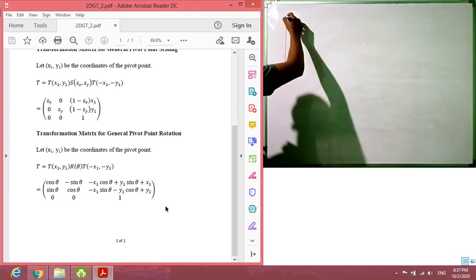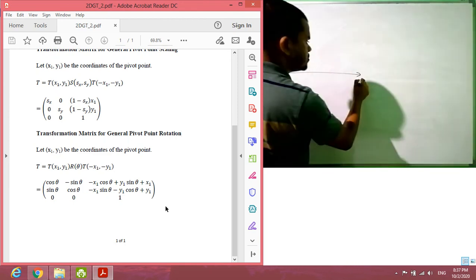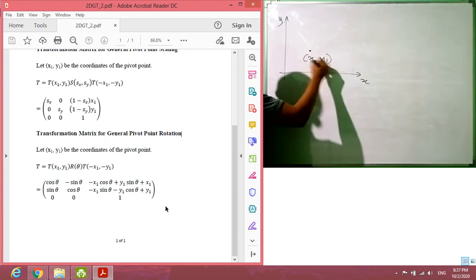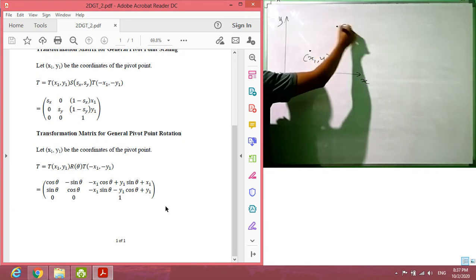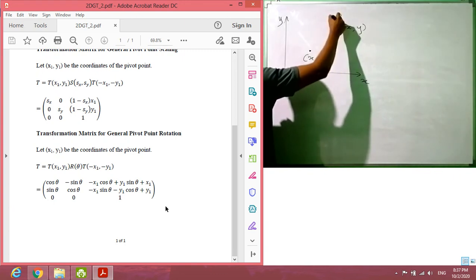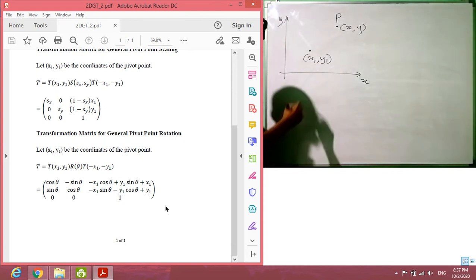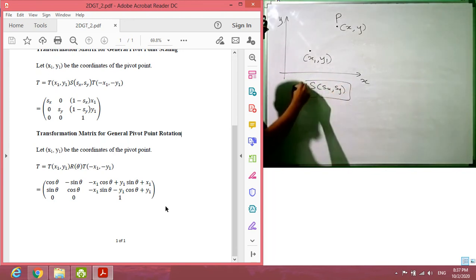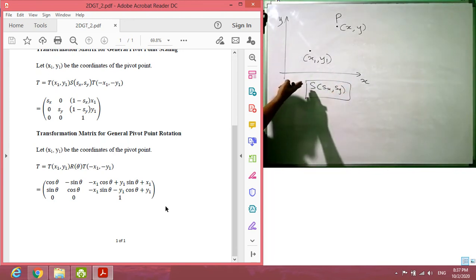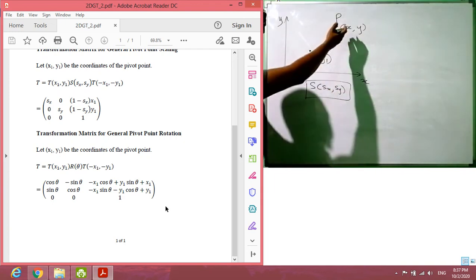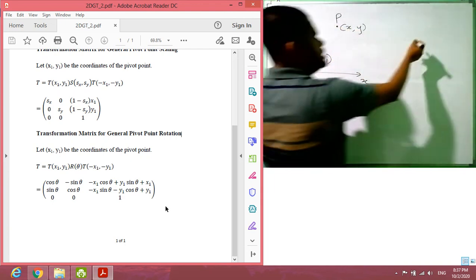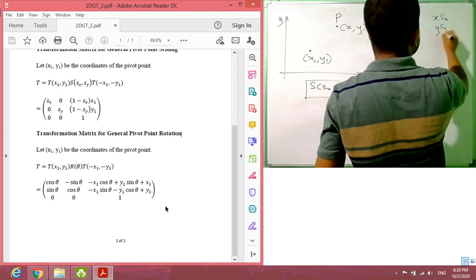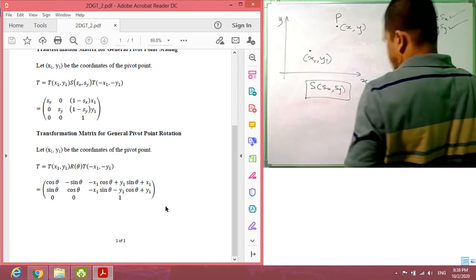Now we have a point. Now this is our point of interest, this is our point P. And now we know this one, Sx, Sy. If we apply this to a particular point, that means the new coordinates will be x into Sx and y into Sy. X coordinate will be this one and y coordinate will be this one.